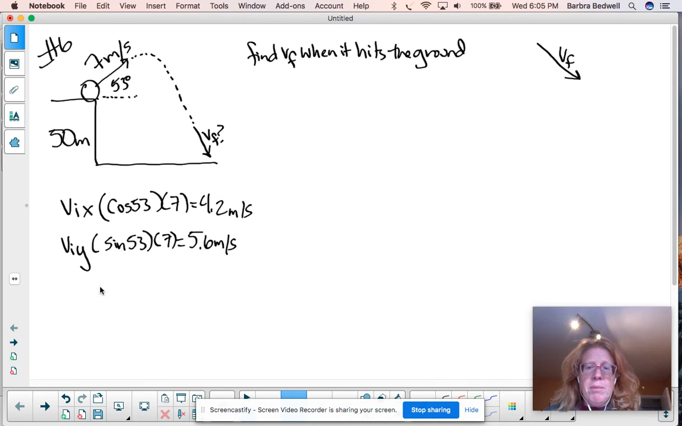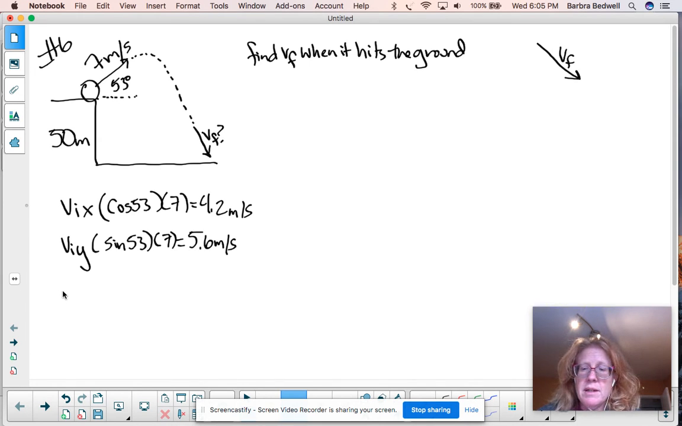So I've already done my components part right here, just so you can see what that is. Every time you do one of these problems where it's launched at an angle, you might as well just do that as your first step. You know you're going to need your x and your y components no matter what. So VIX is 4.2 meters per second, VIY is 5.6. In other words, it's going up at 5.6 meters per second, and going across at 4.2 meters per second.